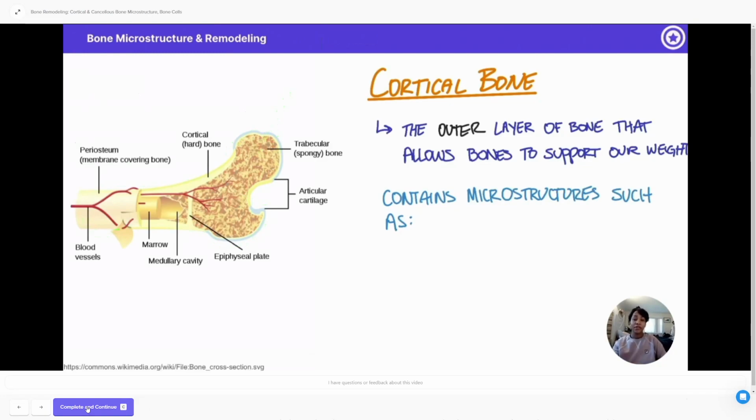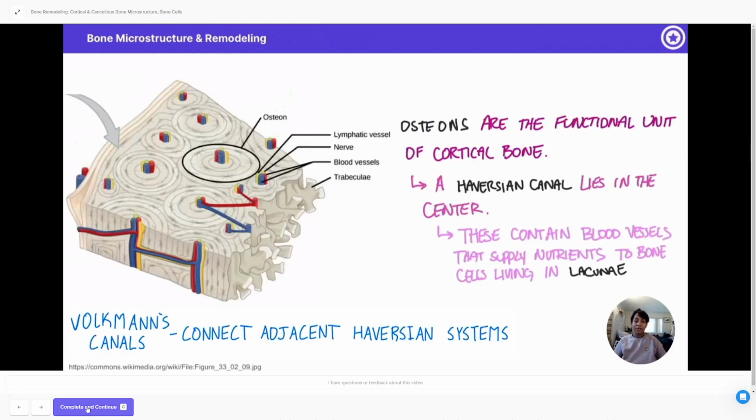So in order to fully understand how bone is remodeled, we have to learn a little bit about the finer details or the microstructure of bone so that we can see what's going on and also know where bone cells are living and what they're doing. So in the next couple of slides, we're going to go a little bit deeper into structures such as osteons, Haversian canals, lamellae, lacunae, canaliculi, and Volkmann's canals. Let's get started with the osteon.